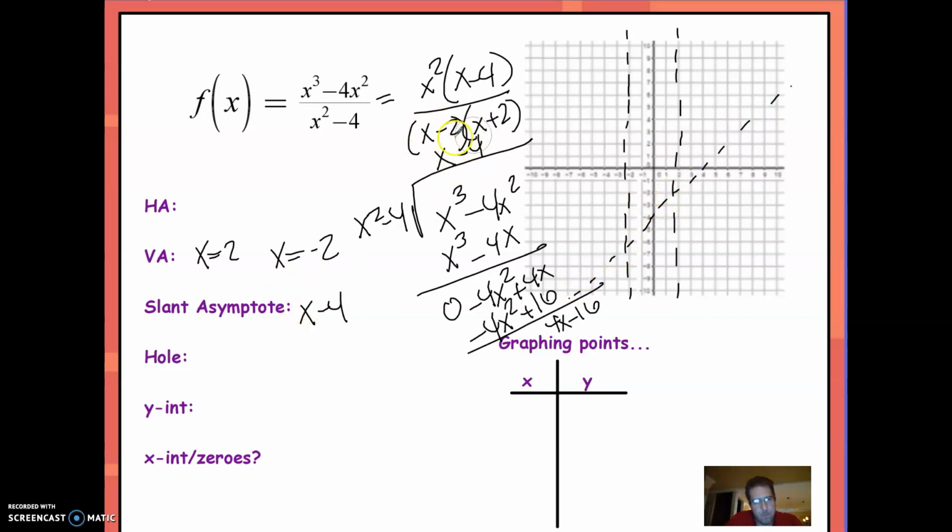Now, a hole. We actually have two vertical asymptotes, so there are no holes. And the y-intercept, oh, I'm really running out of time. The y-intercept is when x is 0, so this is all 0. 0 over -4 is still 0, so that's (0, 0), which we know is right there. X-intercepts are where the top is 0, so x squared equals 0 and x minus 4 equals 0.